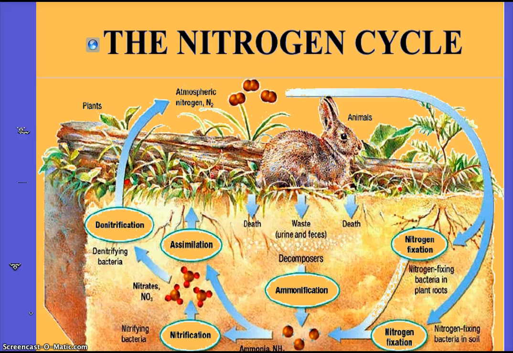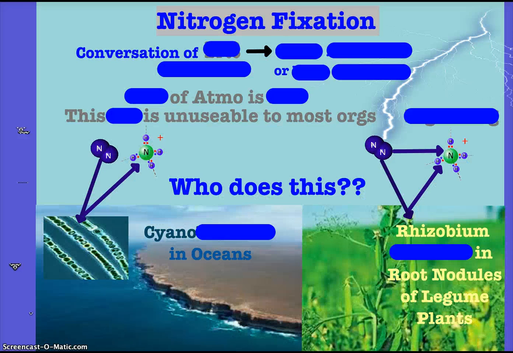Nitrogen cycle has 5 steps. Again, it's a cycle. Look at how it's all over the place. There's no starting point. There's no end point. It's wherever you want to start. I'm going to start with nitrogen in the atmosphere.